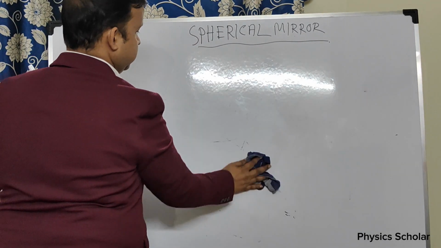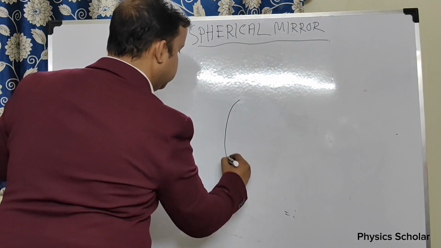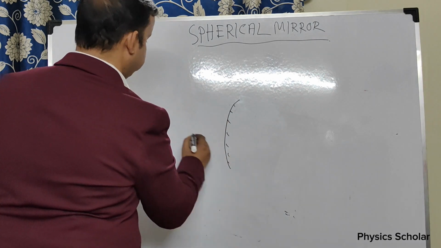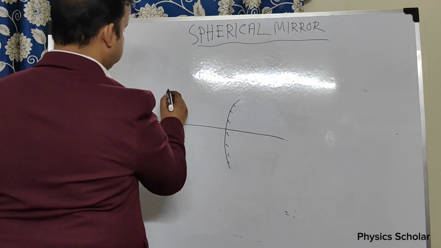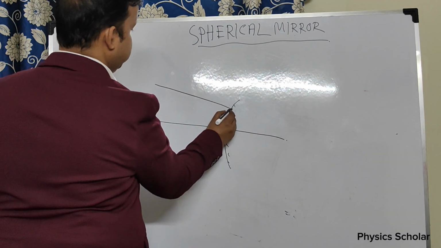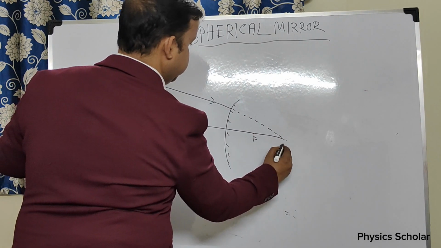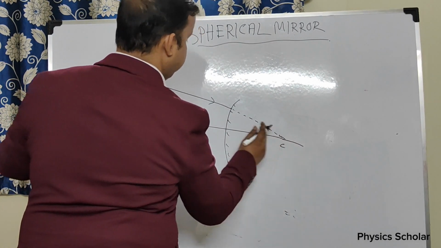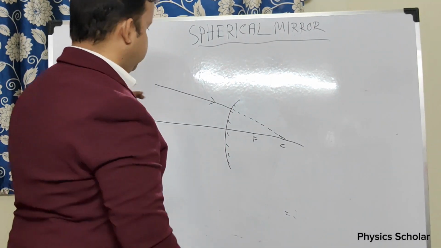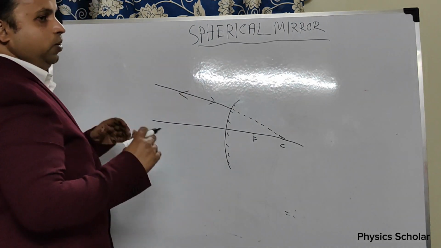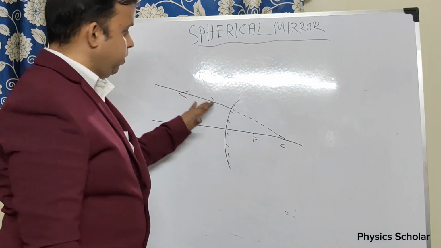Now the same thing for the convex mirror. Suppose a ray of light is coming, and this is the principal focus and this is the center of curvature, and it appears to meet at the center of curvature. Then it will also be reflected along the same path. Okay, clear? It will also be reflected along the same path.